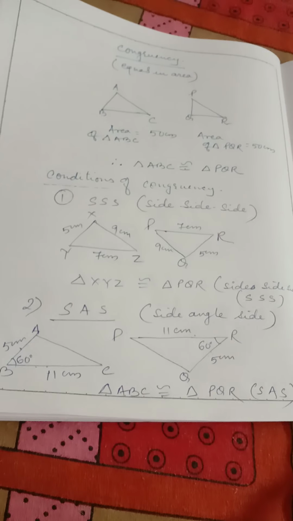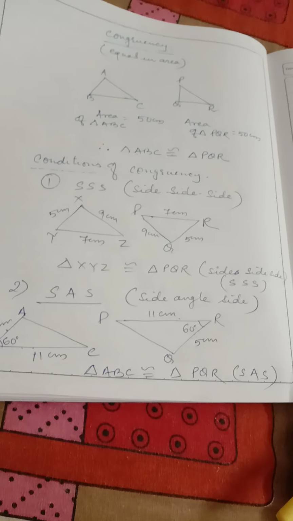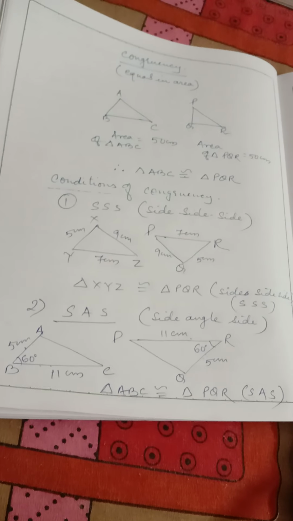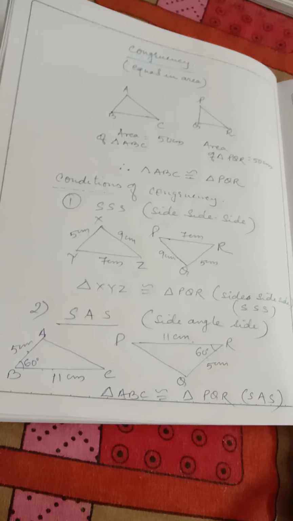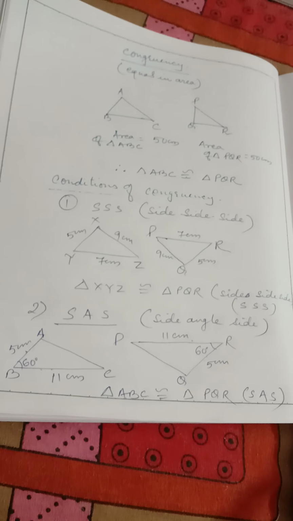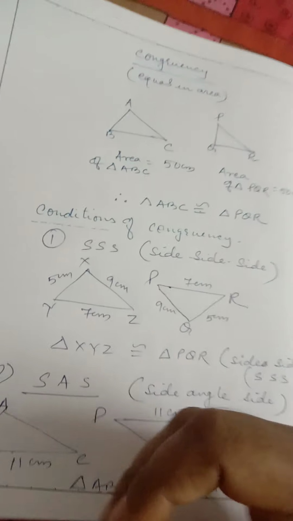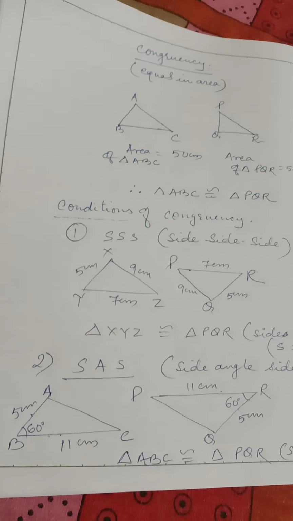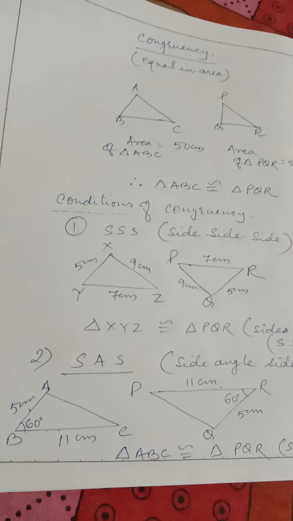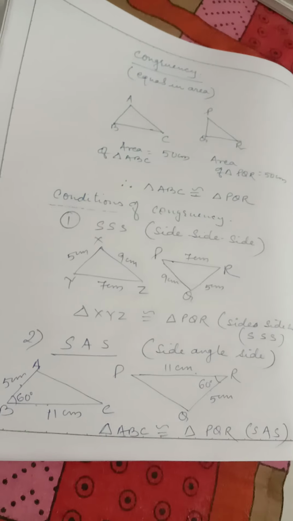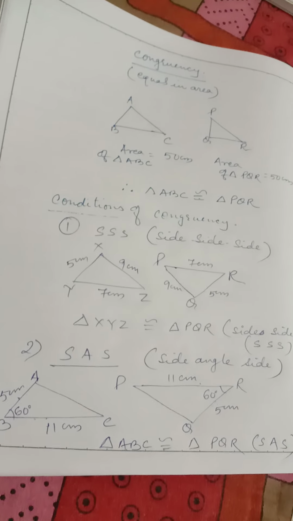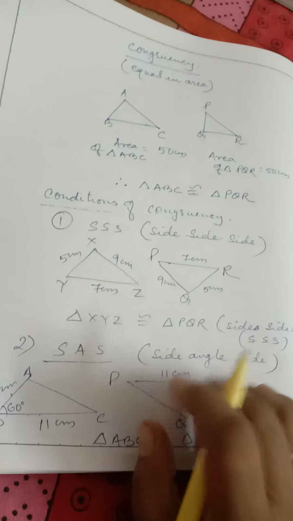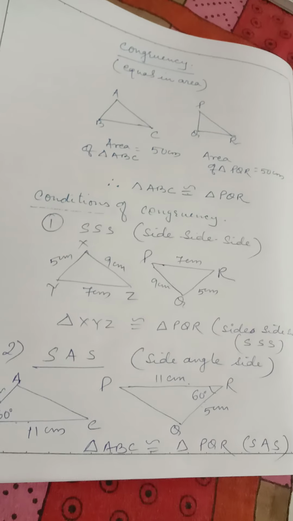These are two conditions which we are going to read before half yearly. There are two more conditions that we will be reading after half yearly. Okay, so let us come to the exercise. The two more conditions other than this are ASA and RHS. We are not going to read those in the half yearly portion, we will be reading them later. Let us first begin the chapter related to these two properties.